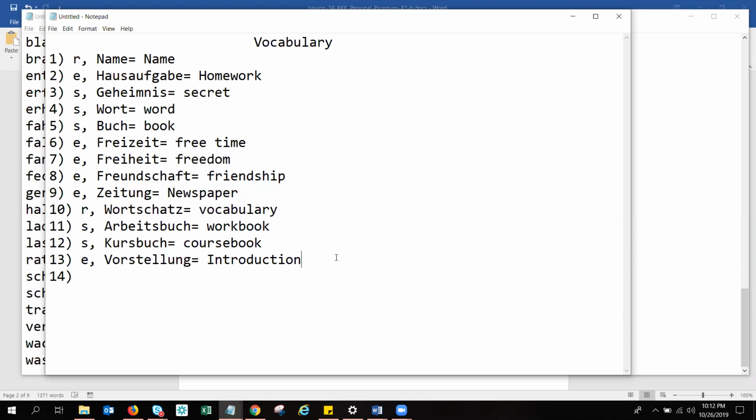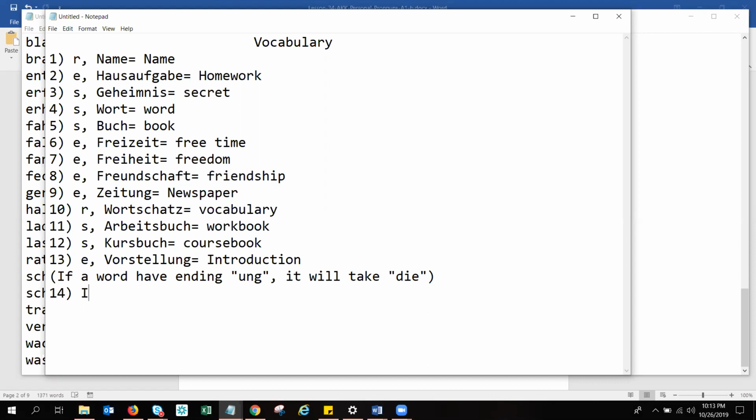Okay, so I'll write it here. If a word is having the ending ung, it will take die. Okay, clear?